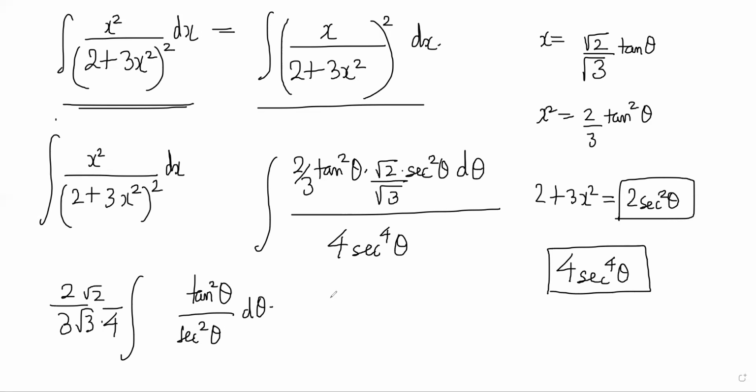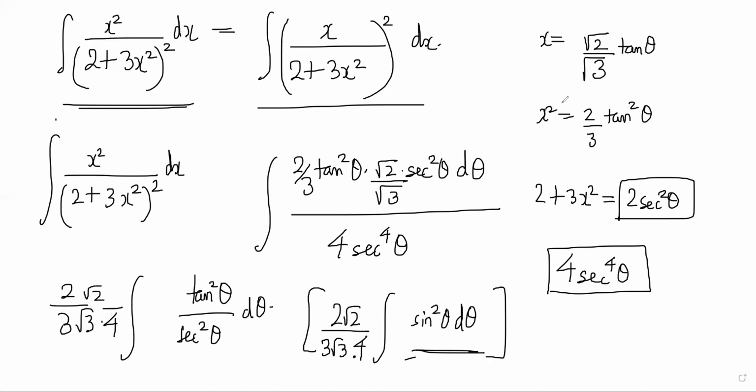Still, it will not be easy. Sine by cos square. Oh wait, it is tan square by sec square, that is easy, I think. Because it will become sine square by cos square into sec square. So sine square theta, right? Yeah. Then this is okay, this is over.